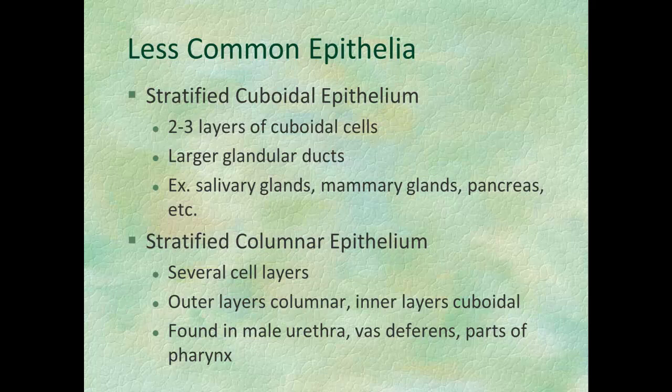Stratified columnar epithelium, again, is relatively uncommon, and typically what you have is a couple layers of columnar cells. In some cases, it's only the outer layer of cells that are columnar, and the inner layers are more cuboidal. And again, this type of tissue is found in relatively limited regions within the body. It's found within the male urethra, within the vas deferens, and a few other parts in the body. So these are the major epithelial tissues that we see in the body.